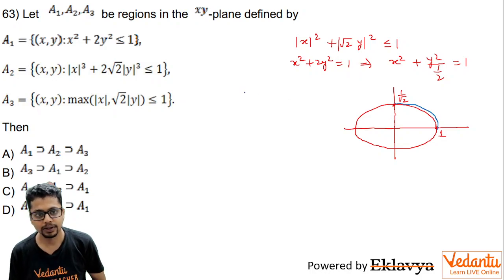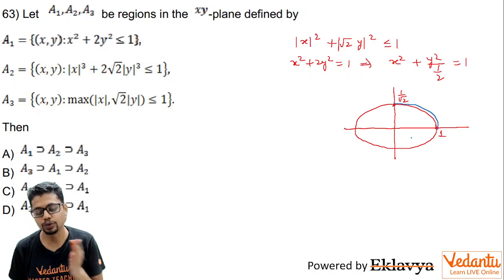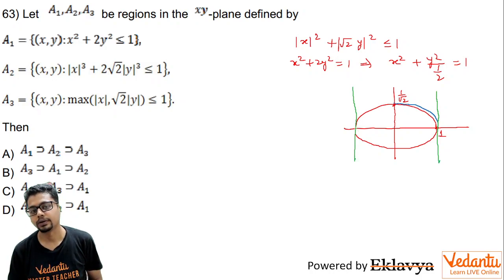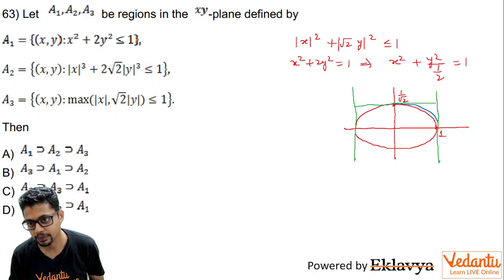And what about A3? Maximum of mod x, root 2 mod y is less than or equal to 1. This is equivalent to saying mod x is less than or equal to 1 and mod y is less than or equal to 1 by root 2. So mod x less than or equal to 1 means it will be something like this: x equal to 1 and x equal to minus 1, in between these two lines. And similarly mod y less than or equal to 1 by root 2 will be something like this.